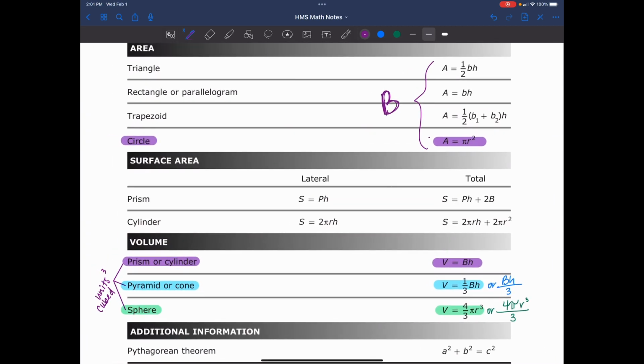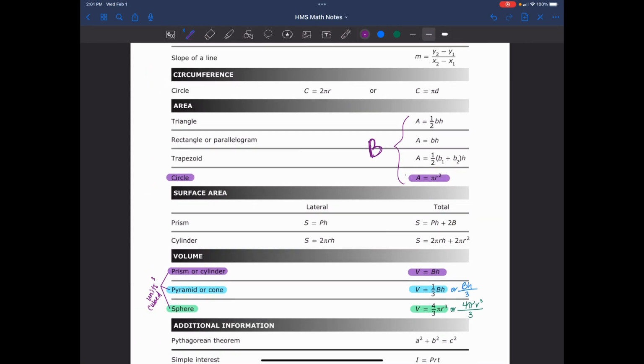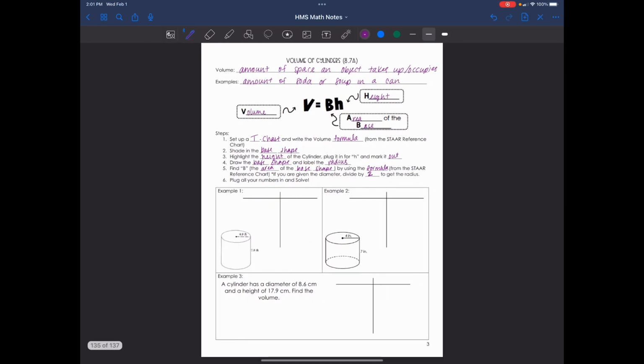So we are dealing with area of a circle, which has already been highlighted in purple, pi r squared. We are dealing with volume, that top purple line. It's a prism or cylinder. Capital V equals capital B times the height.